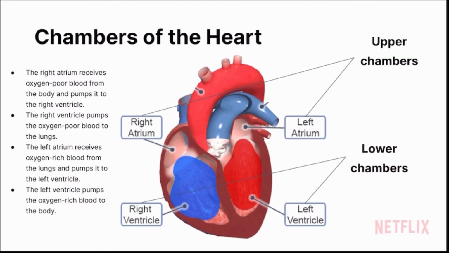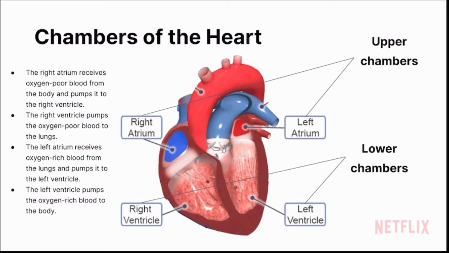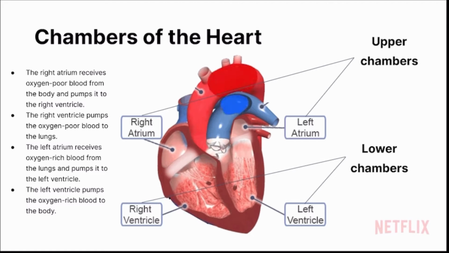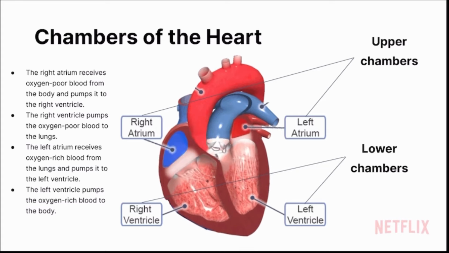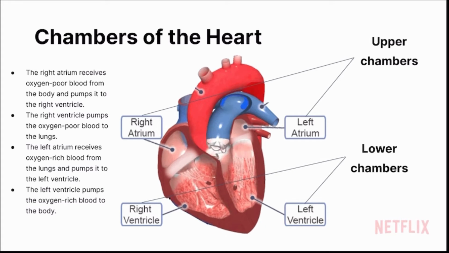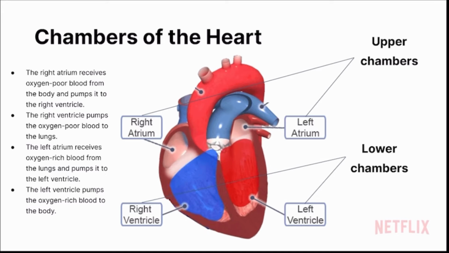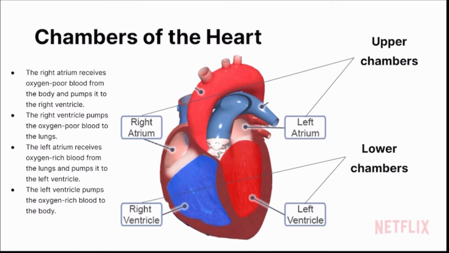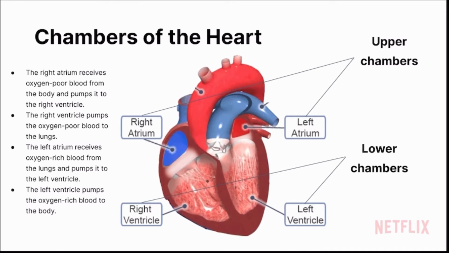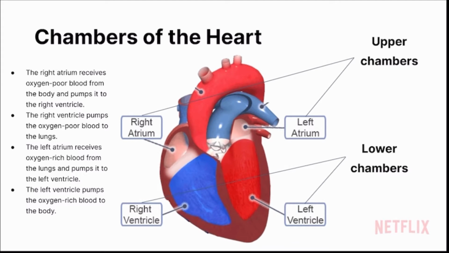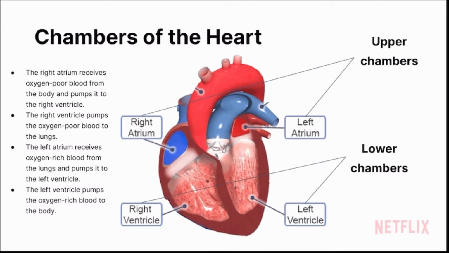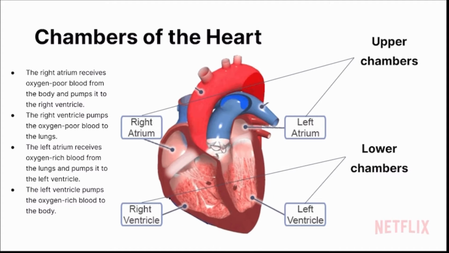Moving on to the chambers, the heart has four chambers, two upper and two lower chambers. The two upper chambers are the right and left atria, while the two lower chambers are the right and left ventricle. The right atrium receives oxygen-poor blood from the body and pumps it to the right ventricle. The right ventricle pumps the oxygen-poor blood to the lungs. The left atrium receives oxygen-rich blood from the lungs and pumps it to the left ventricle, and the left ventricle pumps the oxygen-rich blood to the body.